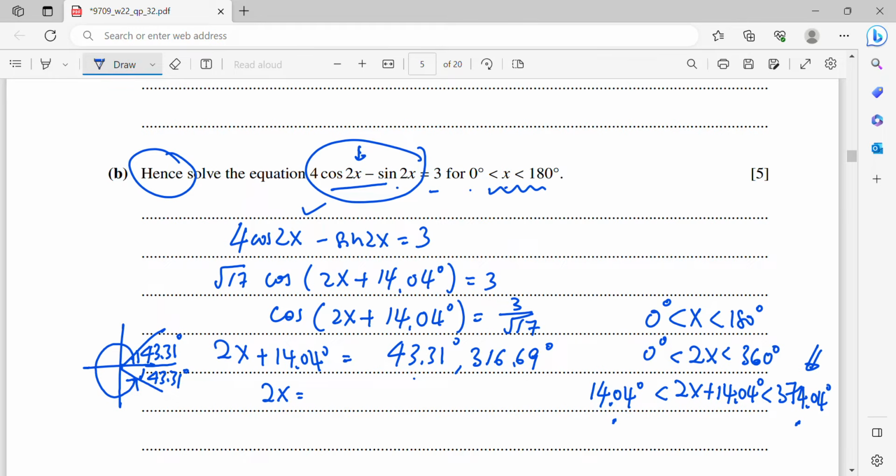Now the next step is to move the 14.04 degrees to the right hand side, so you have to subtract 14.04 degrees from each angle, and then you'll be getting 29.27 degrees, and the other one is 302.65 degrees. And at last, divide the two angles by 2. So you will be getting 14.6 degrees followed by 151.3 degrees, correct to 1 decimal place. That is how we solve part b.